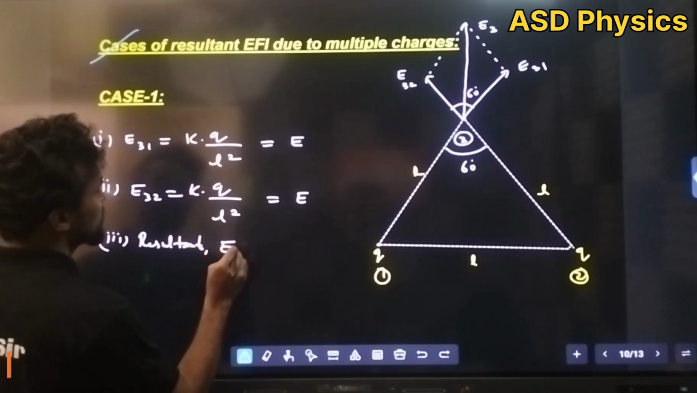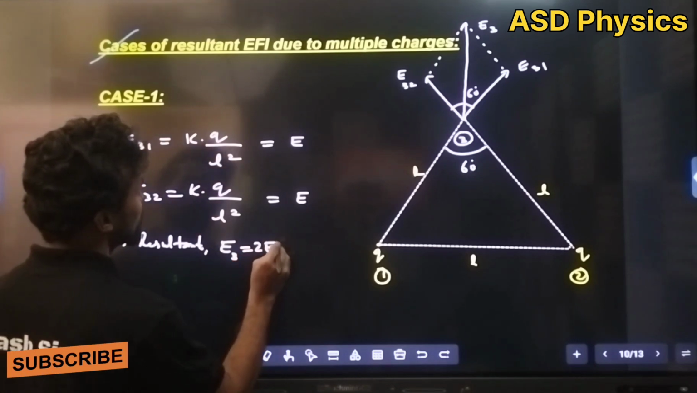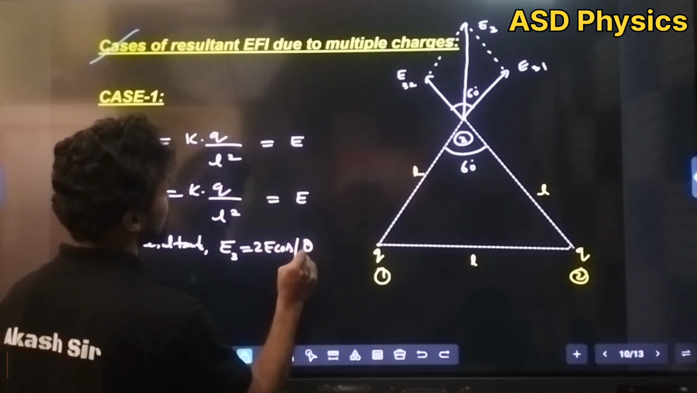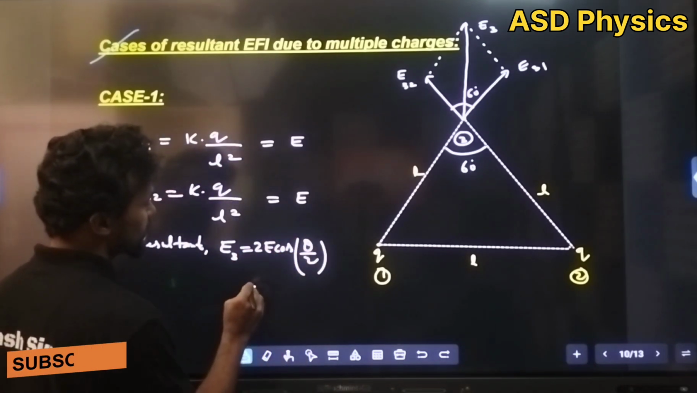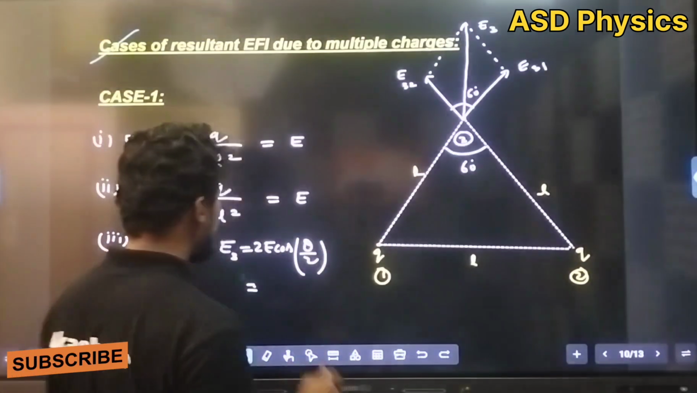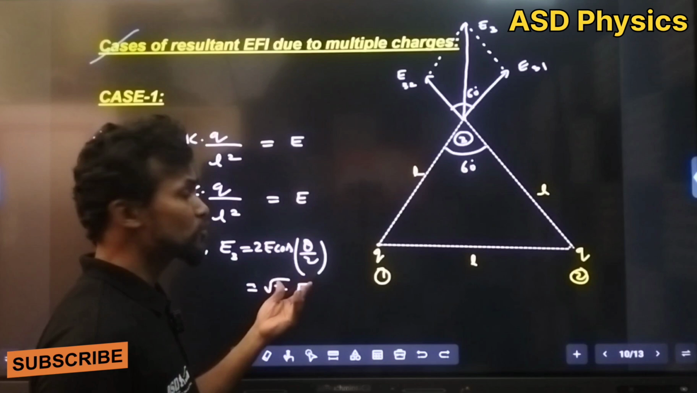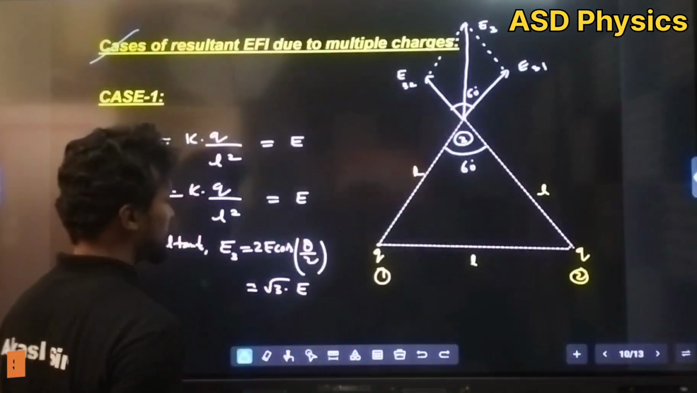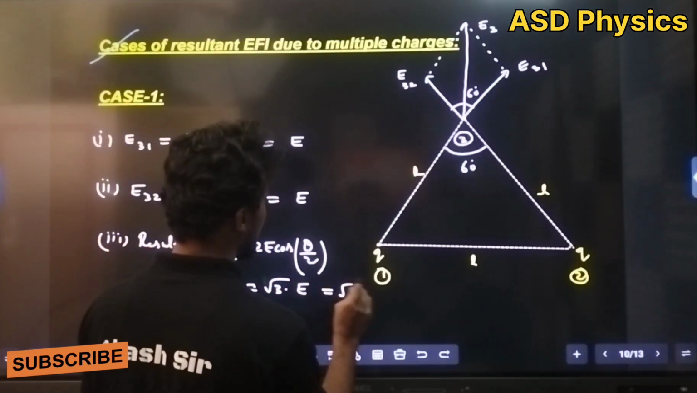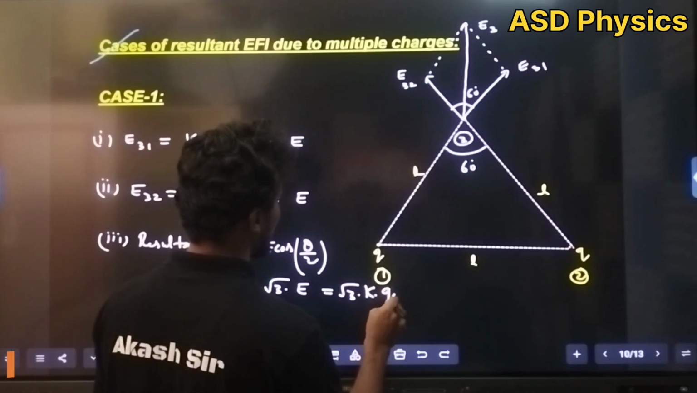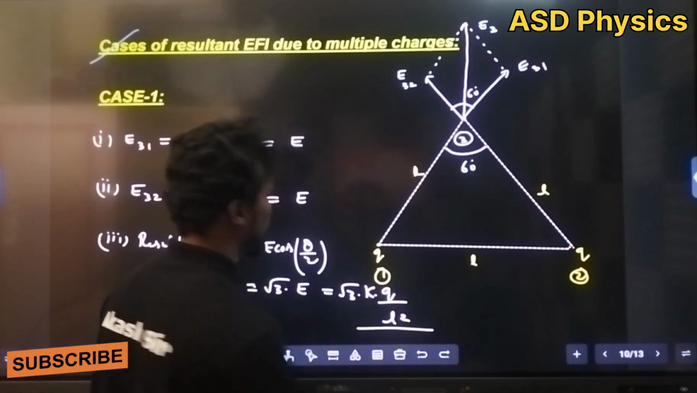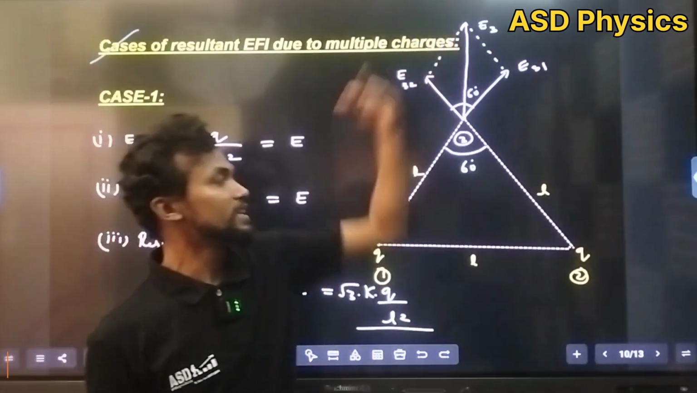So if I want to calculate the resultant, E3, which formula do we have to use? 2E cos theta by 2, which we have done a number of times. This theta we will take as 60 degrees, and it will come root 3 into E, because 60 by 2 is 30, cos 30 is root 3 by 2, and the 2 will cancel out. So root 3 E, that means we can write root 3 K into Q by L square. This is the resultant electric field in this direction.